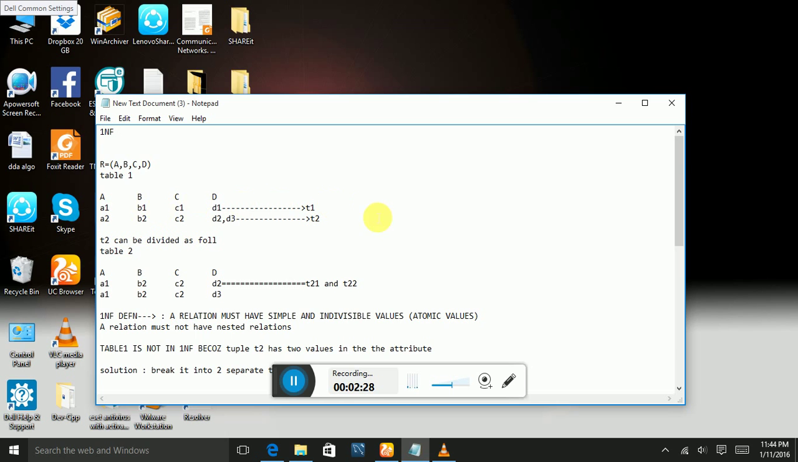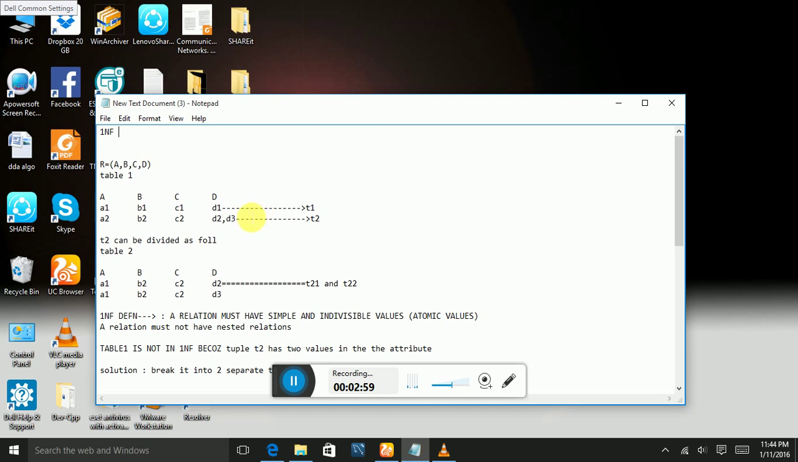T2 does not have indivisible or atomic values, which means the value in T2 can be further divided. The entire table is not in 1NF because it violates the rule of simple and indivisible values. So this is not in first normal form, or 1NF.